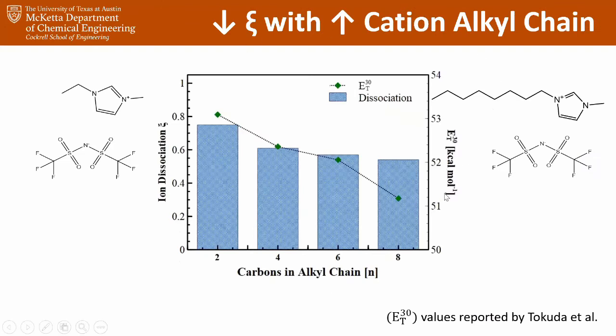Here I'll just show you a few other trends. Now what we're doing is just taking systems for which there's only density, viscosity, and conductivity data available, for which there are no pulse field gradient NMR diffusivity measurements. And here I'm just showing you that same data, all right, but in comparison to ET30 values that have been reported for these ILs. So nothing new here, just decreasing ionicity, decreasing dissociation with increasing alkyl chain length on the cation.